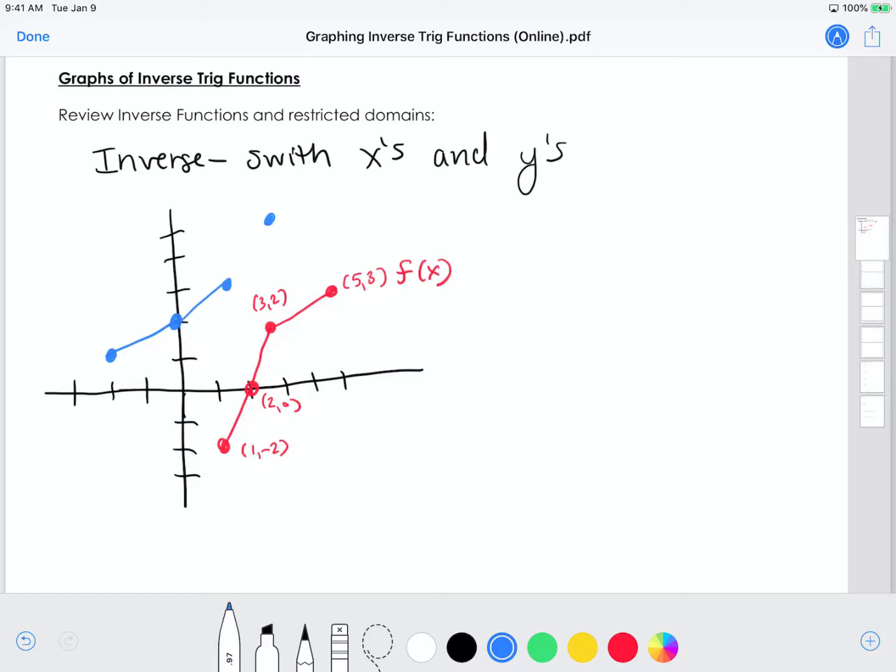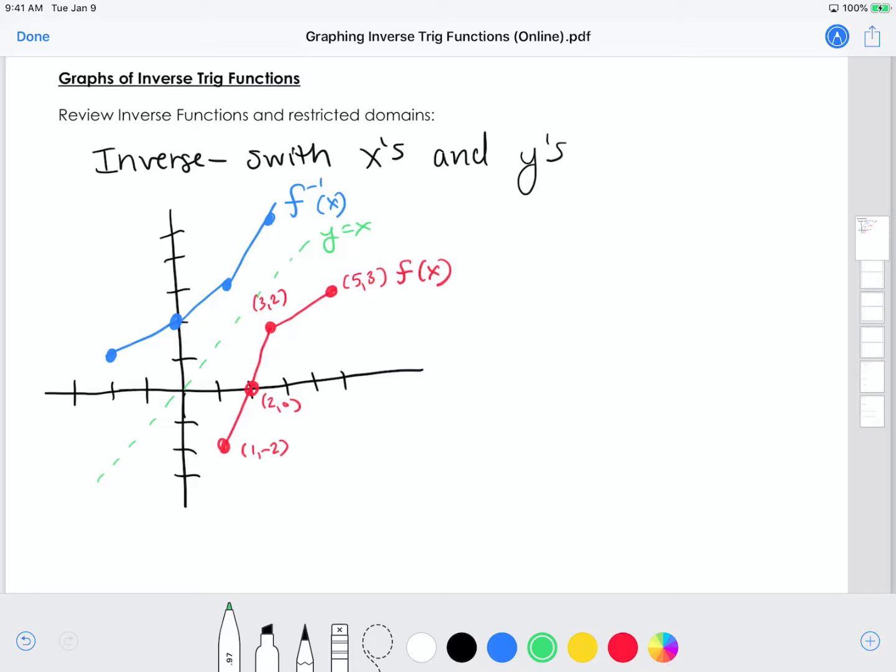So then when I redraw this, I would have the inverse. And if you draw it accurately, I'm not the best artist, it should be a reflection across the line y equals x. So across the line y equals x, it should look like a mirror image.